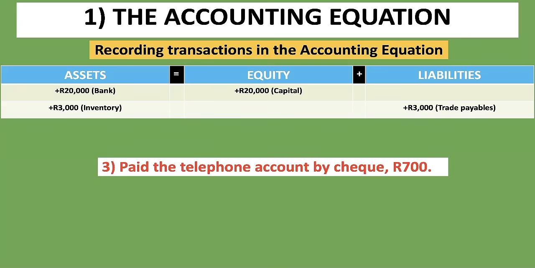Well, we paid by check. So remember I said they can say you paid by cash or by check. That is the same thing. It means we paid cash. So bank is affected there. So we have identified the two accounts. The first one is telephone and the second one is bank.